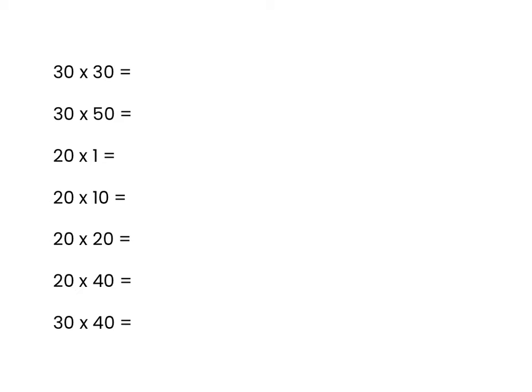30 times 30. Again, I can look at those first 2 digits and say, well, that's 9. I've got 2 zeros, so it's 900. It's the same as 3 tens times 3 tens, which is 9 hundreds. 30 times 50, again, the same thing as 3 tens times 5 tens, which is 15 hundreds. 20 times 1, I hope you know that. You should have gotten 20.